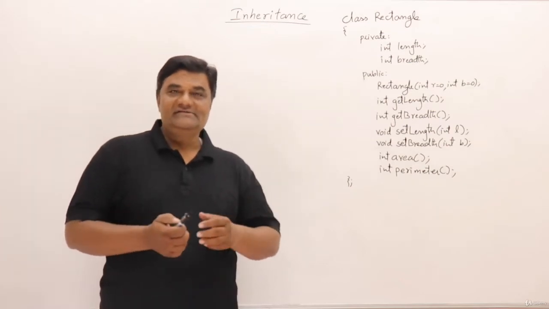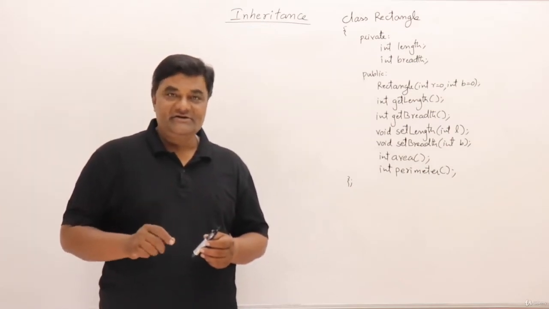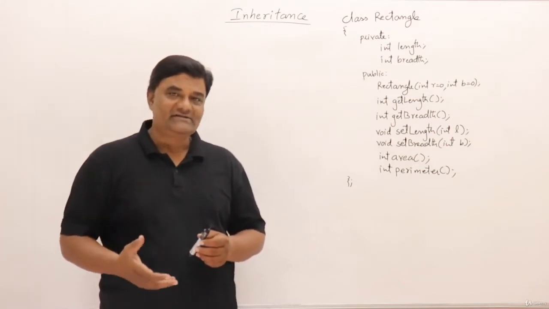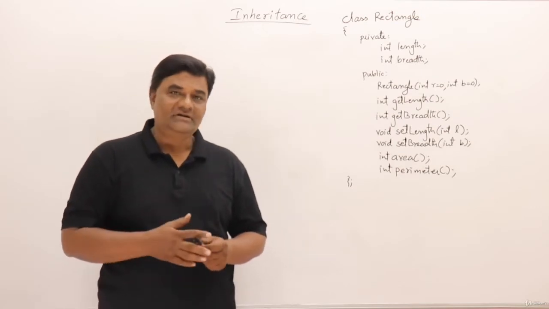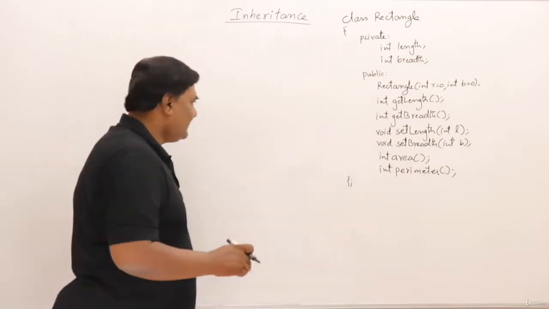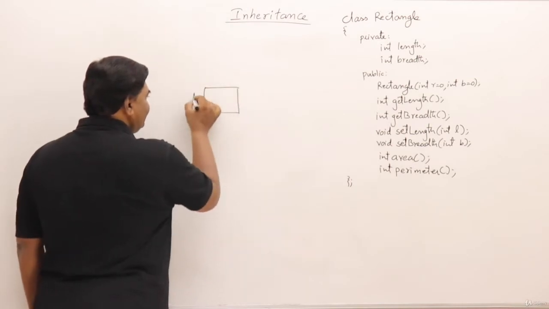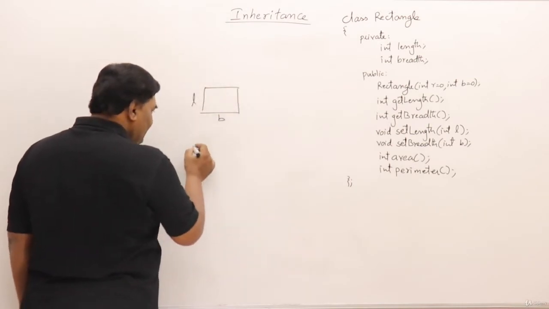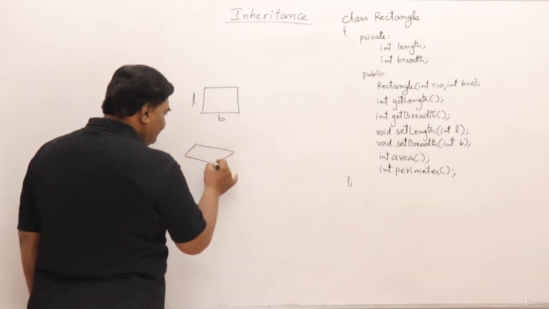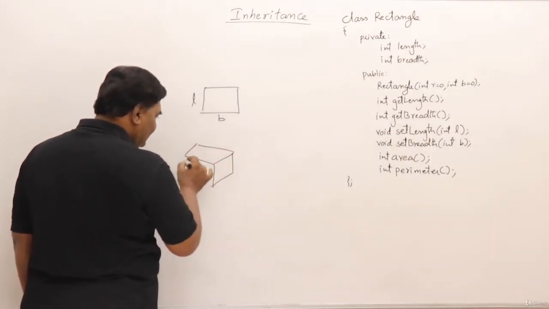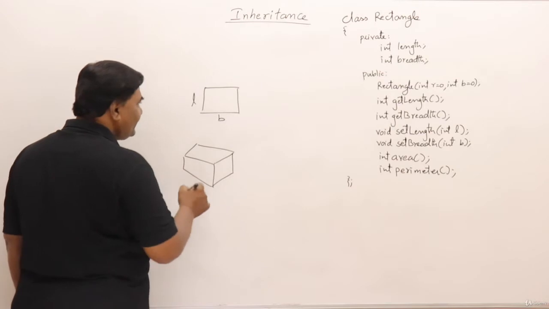Now let us look at an example for inheritance using some useful classes. Already I have given you a simple example. Now here I have a class rectangle. Rectangle will have dimensions, that is length and breadth, but to the same rectangle, if I also add height as a dimension, then it becomes a cuboid.